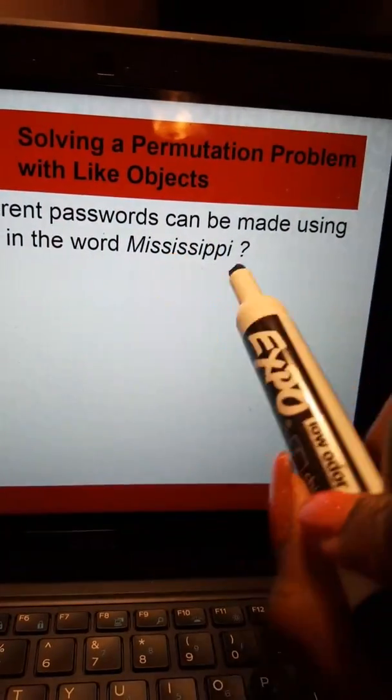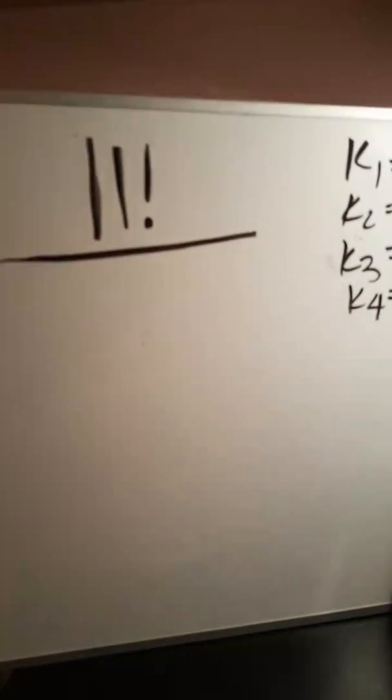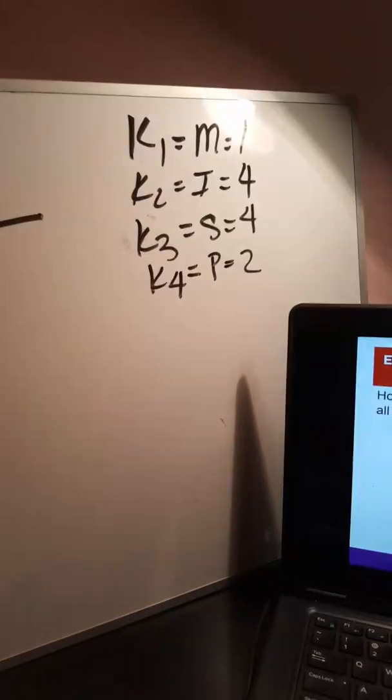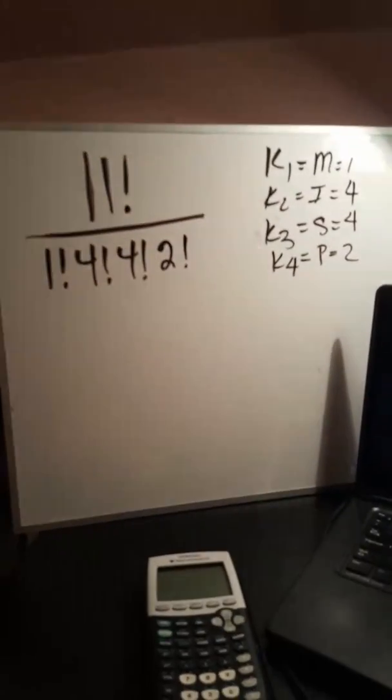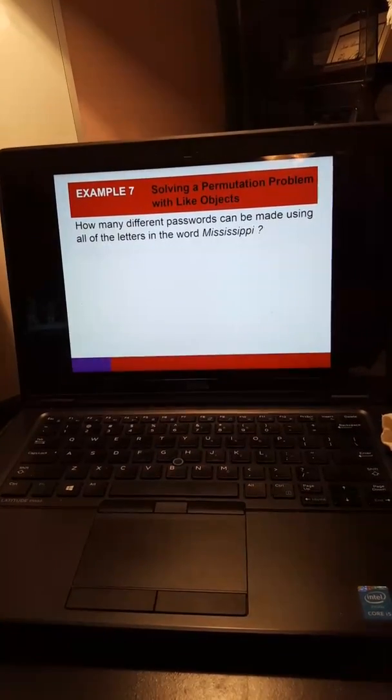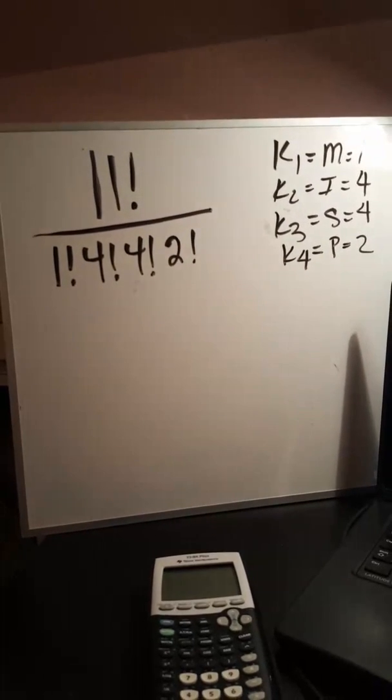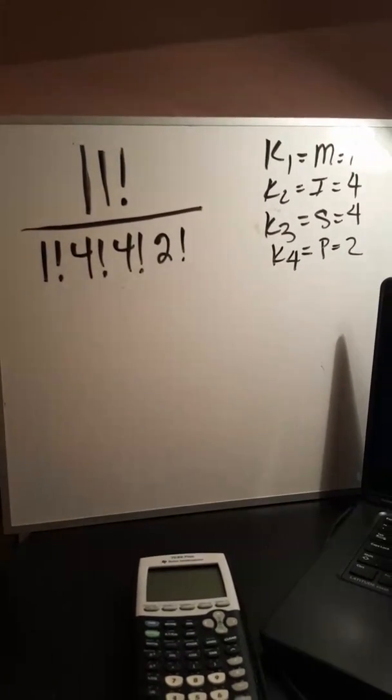And remember, the word Mississippi has 11 letters, so that's why we have 11 factorial here. So now in that denominator for the K1, K2, K3, K4, we're going to have 1 factorial, which represents the M, 4 factorial, which represents the I, 4 factorial that represents the S, and 2 factorial, which represents the P. All we've done here is pretty much take the word Mississippi, which has 11 letters, and that's why it is 11 factorial in the numerator for N, the total amount that we're working with.